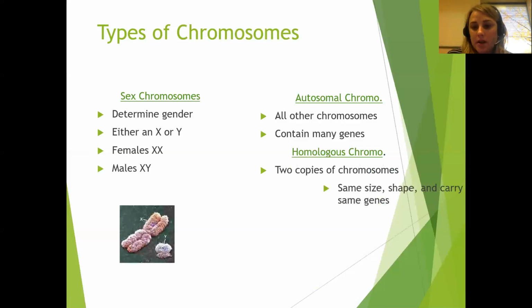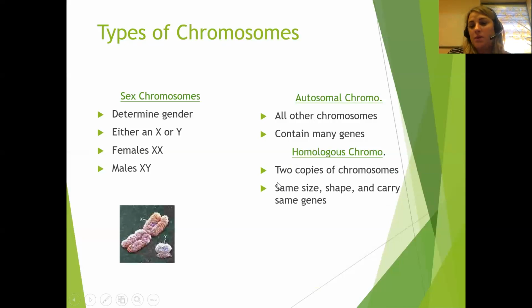Now, another term that you're going to hear is homologous chromosomes. Homologous chromosomes means that there are two copies of the chromosome. They're the same size, shape, and they carry the same genes. What this means is that you inherit one chromosome from your mom, you inherit one chromosome from your dad. So let's say location 1, which will make sense in a second. This chromosome will carry information for eye color, and this chromosome that you receive from your mom or dad also contains the information for eye color.